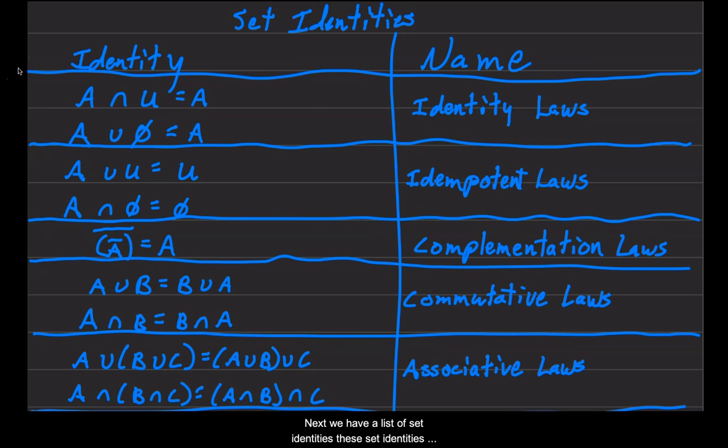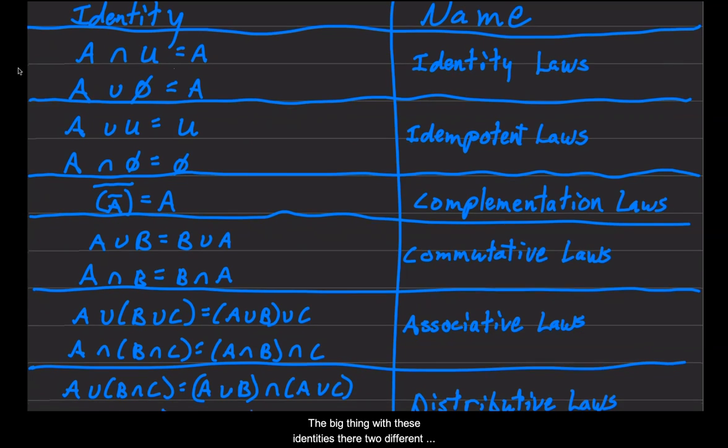Next, we have a list of set identities. These set identities are the same as comes out of the book. You've got a variety of identities, all listed as different laws. The big thing with these identities, there are two different ways to go about grasping these.